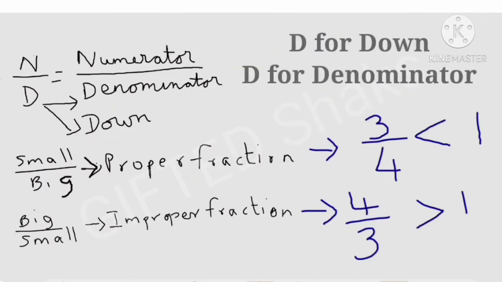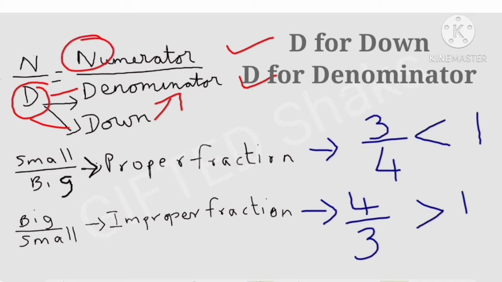A fraction is mainly made up of two parts, a numerator and a denominator. Now how will you remember which number is called the numerator and which number is called the denominator? So I can actually say this way, D for denominator and D for down, right? So if the number is down, that is denominator. The number that is down is denominator and the other number is obviously the numerator, okay?